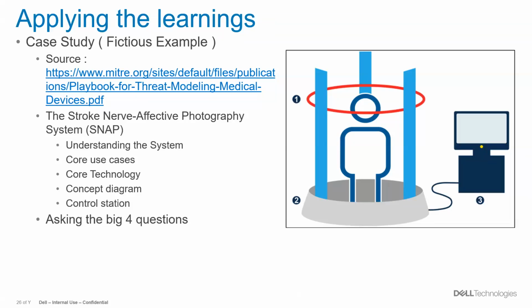So here they are talking about a fictitious example. No such device exists: the stroke nerve affective photography system, also known as SNAP. This is something they cooked up. So let's take a moment to understand what the system is about and how it works.